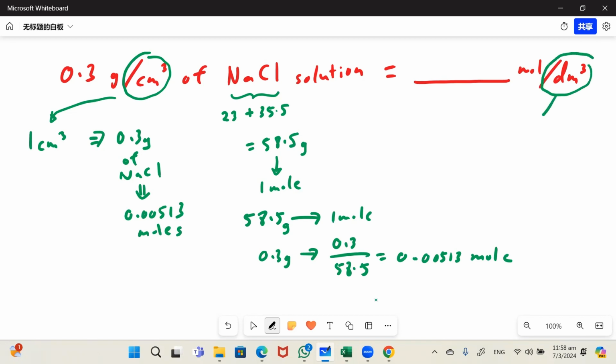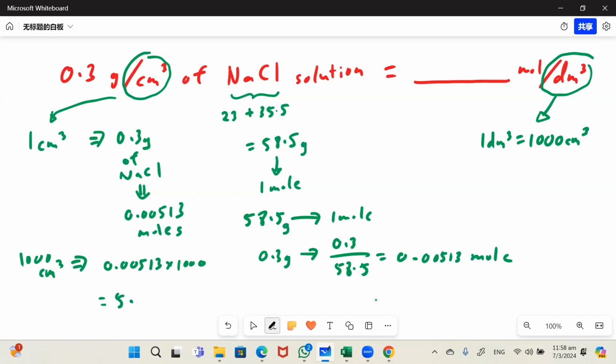Per dm cube. 1 dm cube equals 1000 cm cube. So 1000 cm cube will have how many moles? 0.00513 times 1000, that's 5.13 moles. Therefore, the answer is 5.13 mole per dm cube. This is the way to do a conversion from gram per cm cube to mole per dm cube. Go back and study this. I'll test you next week.